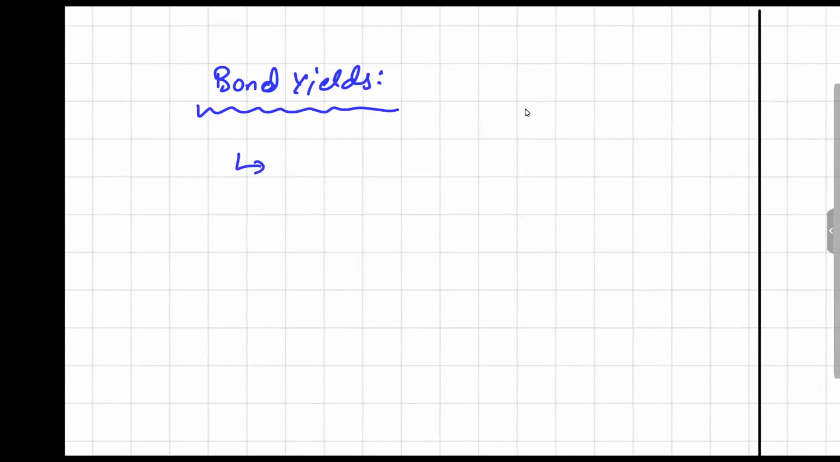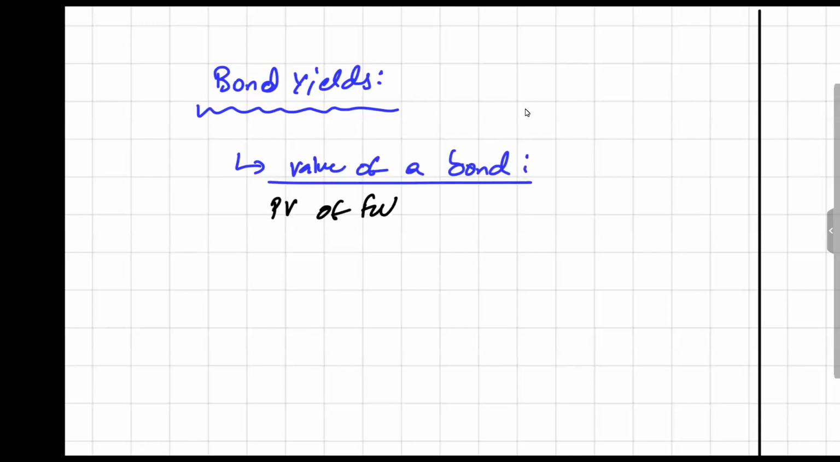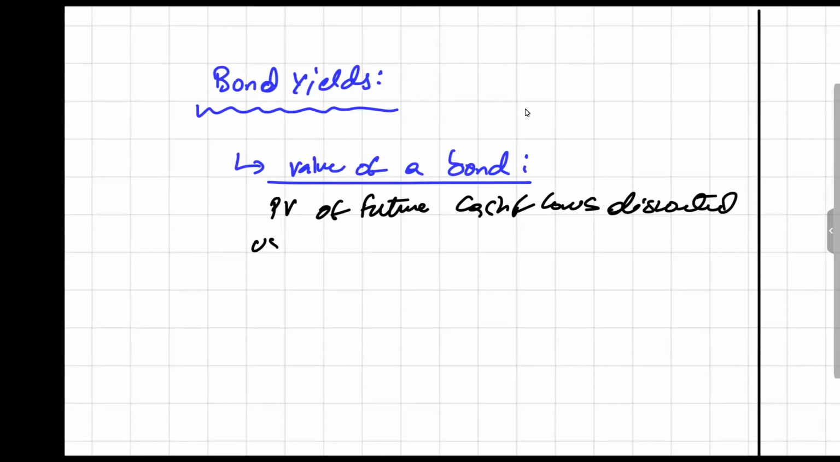One of them is that if you have to calculate the value of a bond, how do you calculate it? The value of a bond is the present value of future cash flows discounted using the market rate of interest. So value of a bond is what? It's the present value of the future cash flows discounted using the market rate of interest. That's one thing that you need to understand.